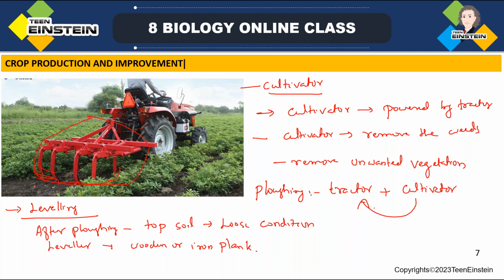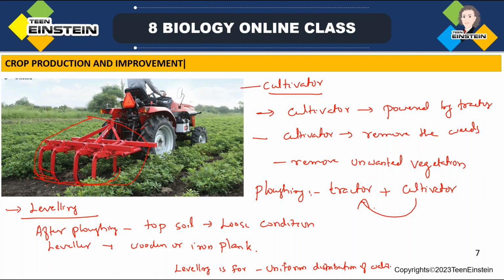Leveling is done for uniform distribution of water during irrigation. So during irrigation, if the water is to be distributed in a uniform way, leveling should be done. That is the importance of leveling.